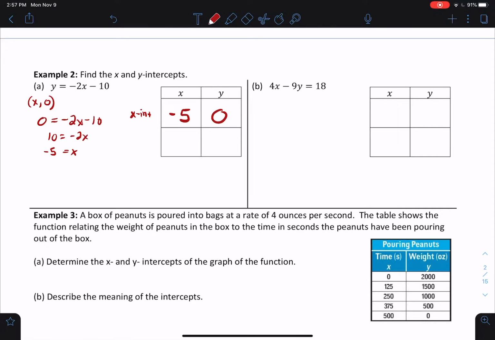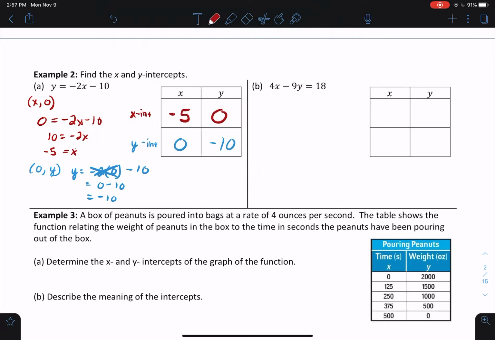Okay? For my y-intercept, all right, I plug in 0 for x and I get out my value for y. So plug in 0 for x. Y equals negative 2, plug in 0 for x, minus 10. Well, negative 2 times 0, that's just going to be 0. So 0 minus 10 is negative 10. So if I plug in 0 for x, I get out negative 10 for y. That's my y-intercept.